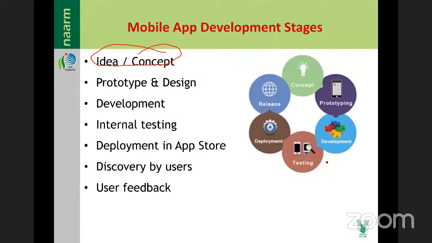After the design, we decide how to make the prototype and how it will be displayed. Development means programming, coding. After that we develop the programs. Then internal testing: once it is started, you have to go for internal testing. Then deployment in the app store. Deployment means publish. You are going to publish on the internet.